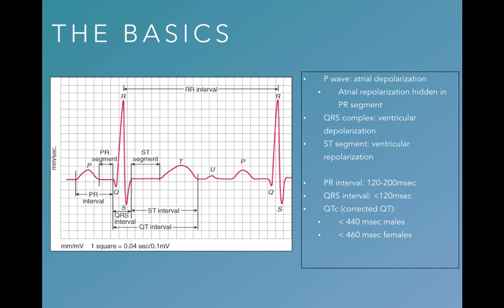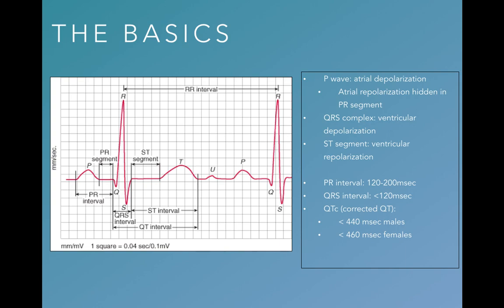The QRS interval, which starts at the beginning of the Q wave and ends at the end of the S wave, should be under 120 milliseconds. And the QTC, which is a corrected QT interval, which every EKG will give you, should be under 440 milliseconds in males and under 460 milliseconds in females.